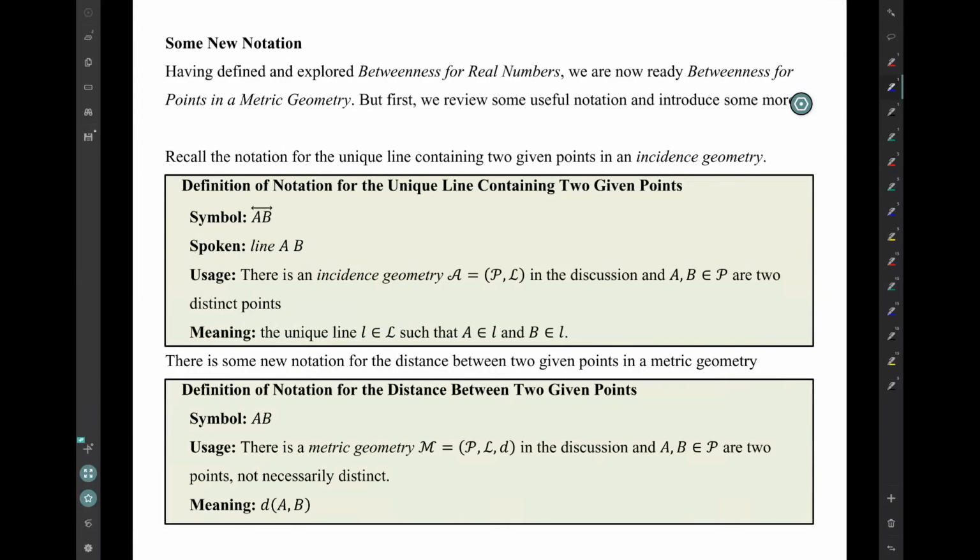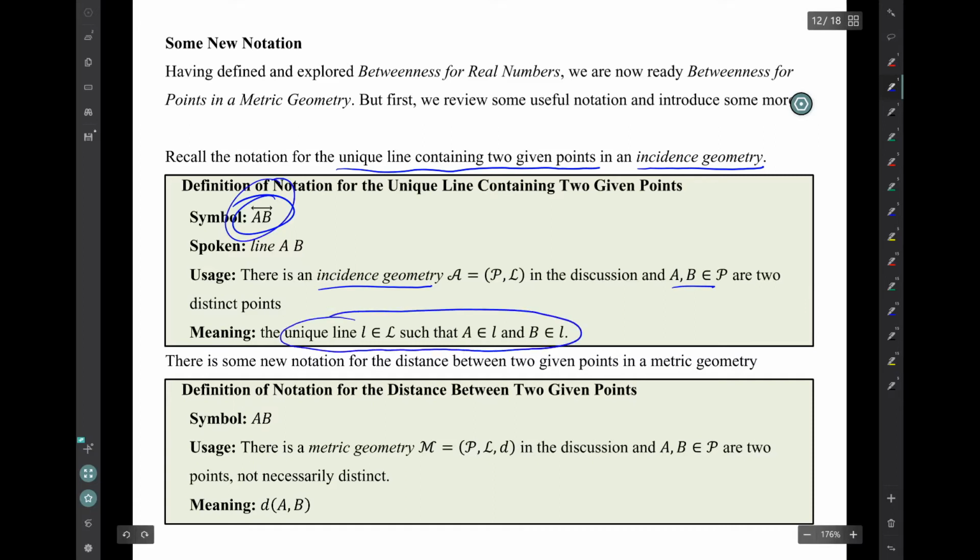Now I want to discuss some new notation. We're going to be ready now for betweenness for points in a metric geometry, but it'll be helpful to have some new notation. Recall this notation for the unique line containing 2 given points in an incidence geometry. This symbol, spoken line AB, you can use when you have an incidence geometry in the discussion and when A and B are 2 distinct points in that incidence geometry. What that symbol means is the unique line that A and B both lie on. Remember that in an incidence geometry, given 2 distinct points, there is exactly one line that they both lie on.